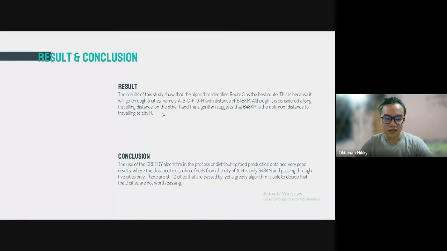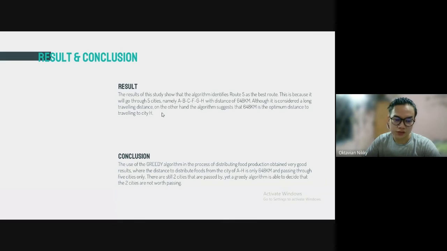And for the result and conclusion, the result of this study shows that the algorithm identifies route 5 as the best route. This is because it will go through 5 cities, namely A, B, C, F, G, H, with a distance of 648 kilometers. Although it's considered a long traveling distance, on the other hand, the algorithm suggests that 648 kilometers is the optimum distance to travel to city H.